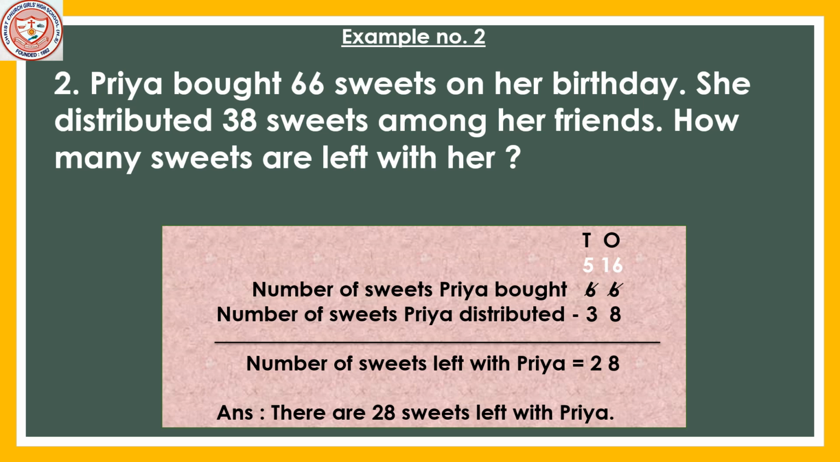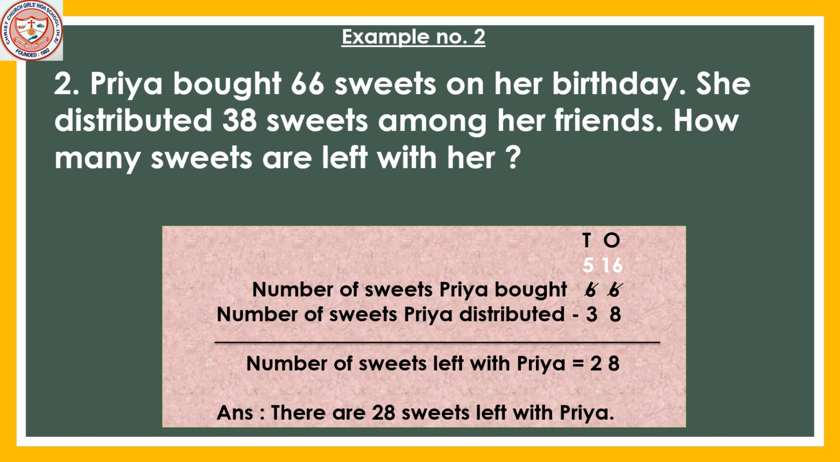So now after borrowing 1 ten from the tens column, 6 ones become 10 plus 6 ones, which is equal to 16 ones. Now we can subtract 8 ones from 16 ones and we get 8 ones. And in the tens column, after borrowing there are 5 tens. So now subtract 3 tens from 5 tens, and the answer will be 2 tens. So the number of sweets left with Priya is 28. The answer is, there are 28 sweets left with Priya.